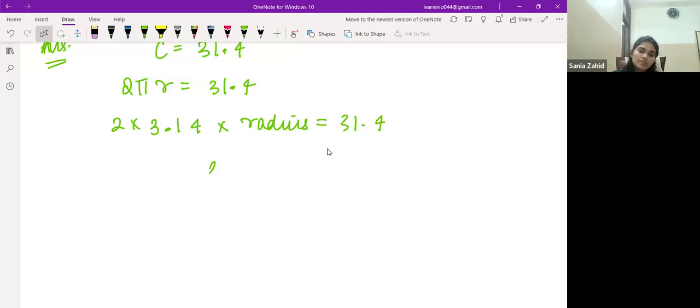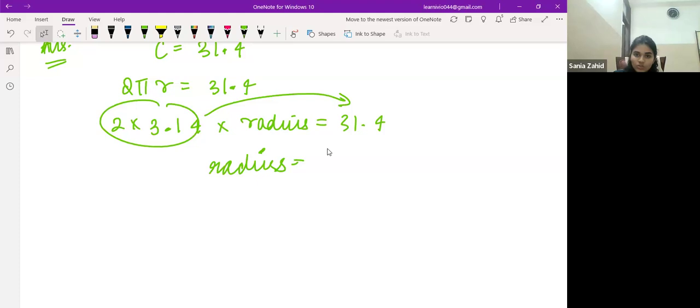Okay, so radius, see these things you will carry over here. You will bring them to the right side. So these are being multiplied, so now you will divide. Divide 2 into 3.14.